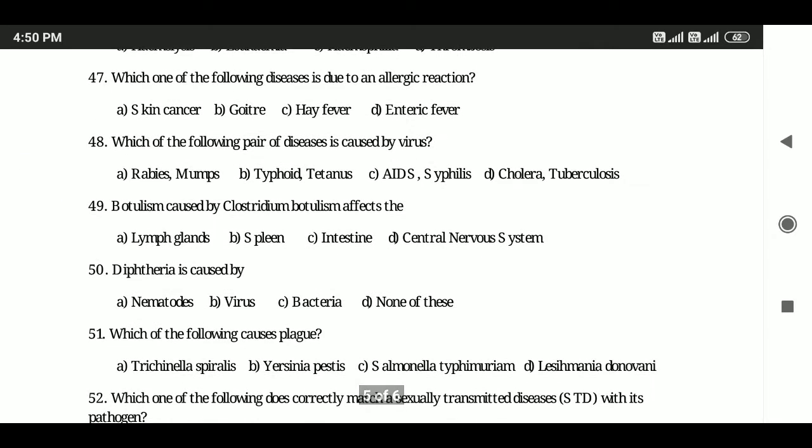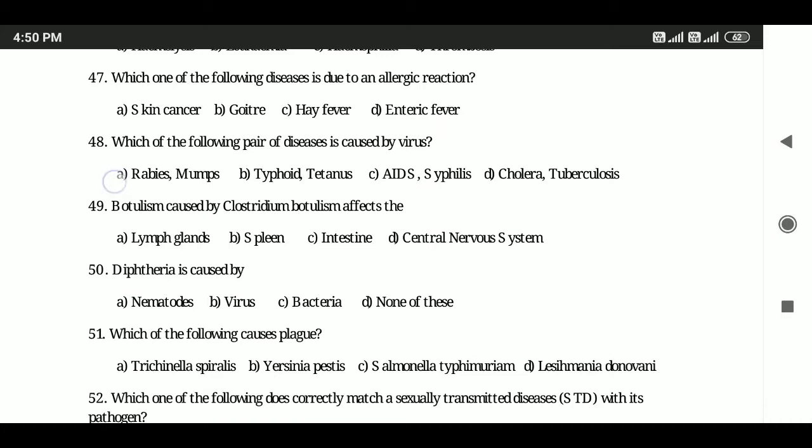Which of the following is a pair of diseases caused by virus: rabies, mumps, typhoid, tetanus, AIDS, syphilis, cholera, tuberculosis. Now, rabies is caused by rabies virus, mumps is caused by mumps virus, typhoid is caused by bacteria, tetanus is also caused by Clostridium tetani, AIDS is caused by a virus called HIV, syphilis is caused again by a bacteria called Treponema pallidum. Cholera and tuberculosis both are bacterial diseases. So the right answer is A.